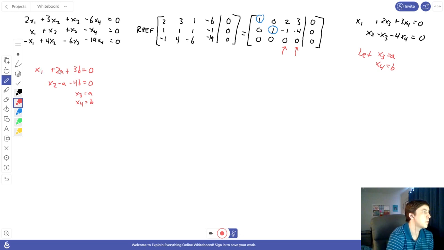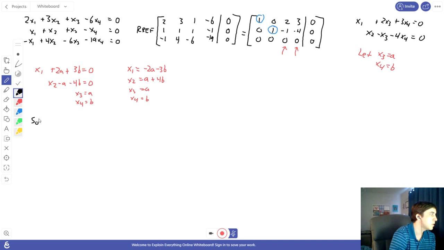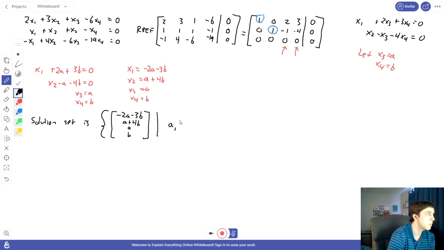As soon as we solve for x1 and x2 in these first two, we'll be able to write down our solution set. So x1 is minus 2a minus 3b, x2 is a plus 4b, x3 was a, and x4 was b. So our solution set is the set of all vectors of the form -2a minus 3b, a plus 4b, a, b, such that a and b are real numbers.